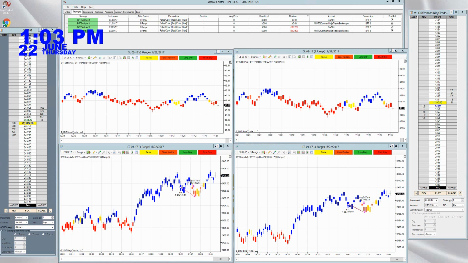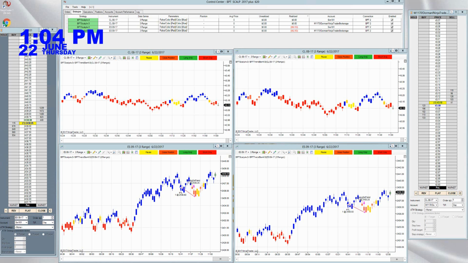On the left corner we have the ES on a SIM account and the CL on the SIM account. On the right corner we have the CL on a live, real money account and the ES on a live account. And if you look at the control panel, you can see my account with NinjaTrader broker.